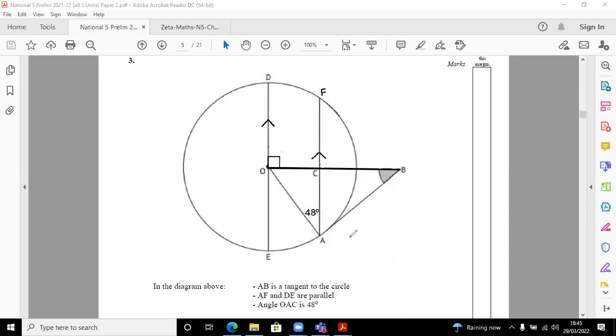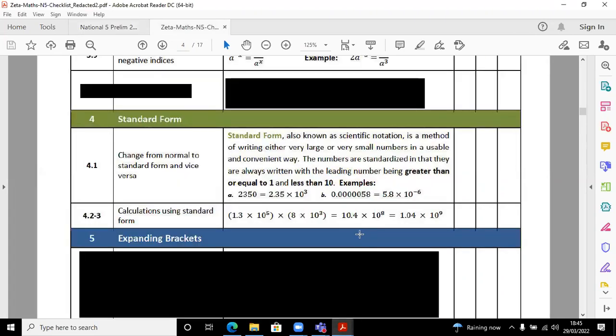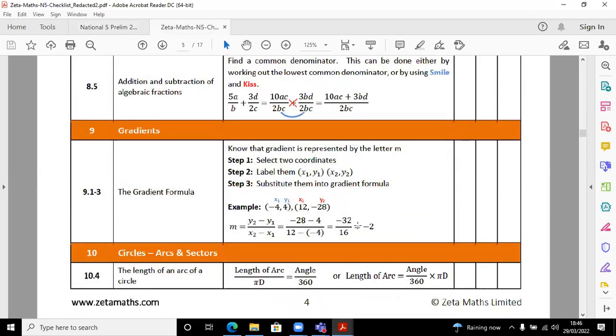Any questions on that one? What section was that? 18.2.